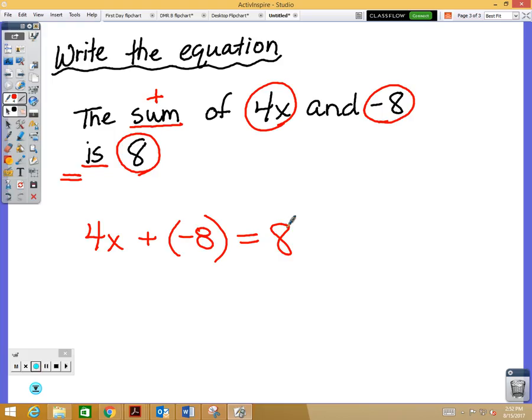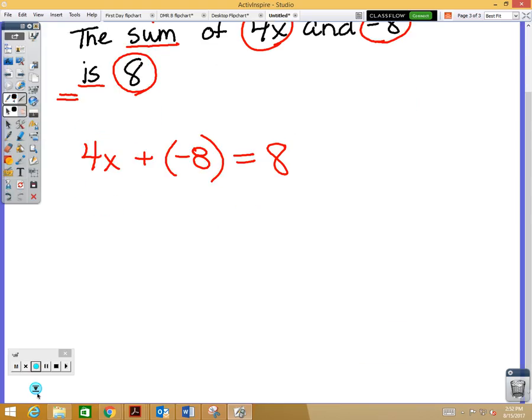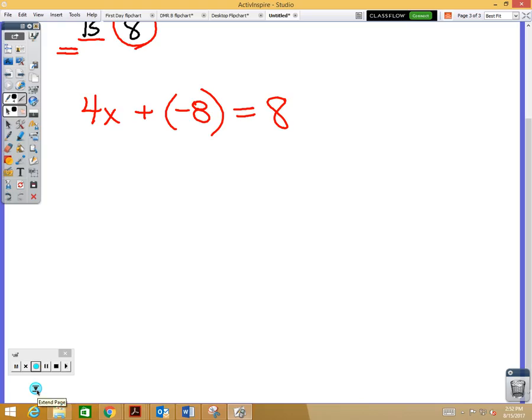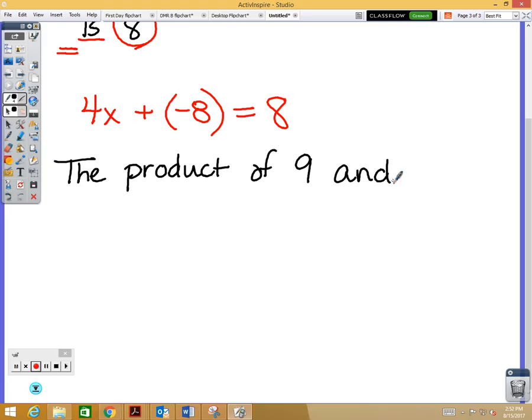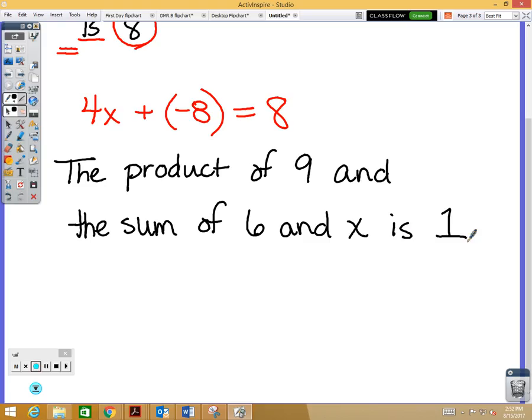What if I said, do another one here, and you can choose whether you want to write the words down or not in your notes. The product of 9 and the sum of 6 and x is 1. The product of 9 and the sum of 6 and x is 1.